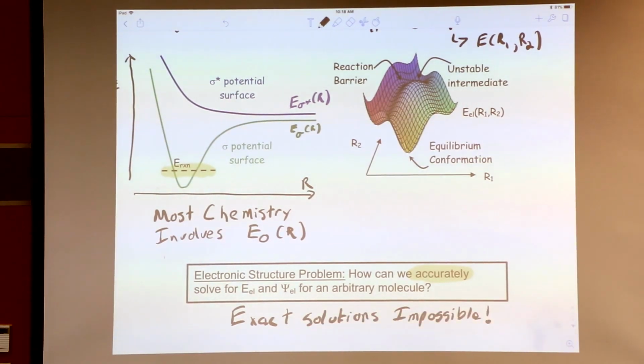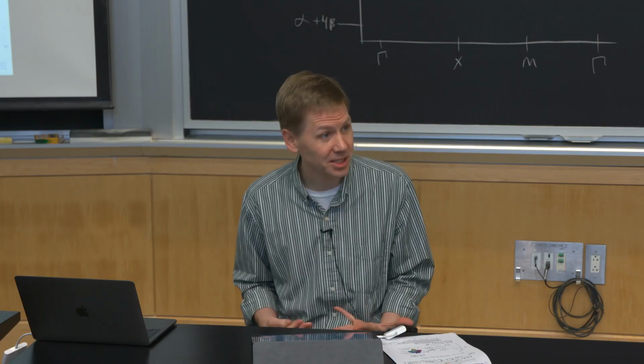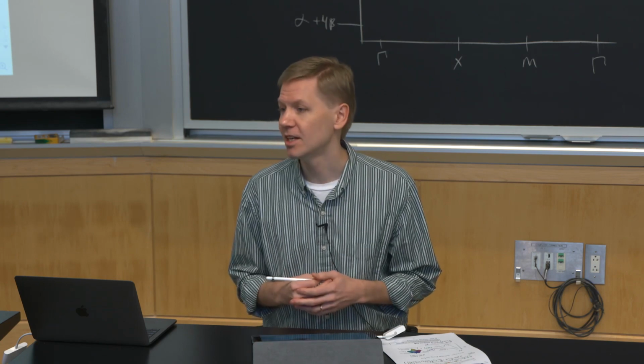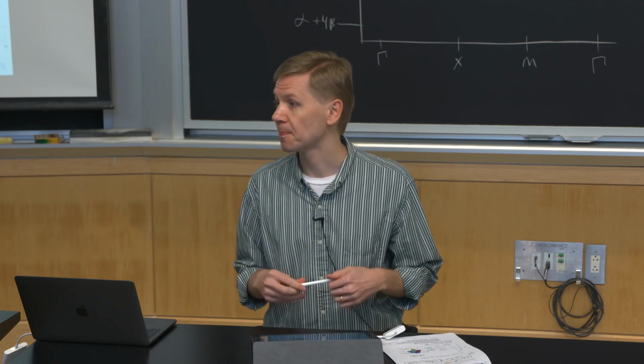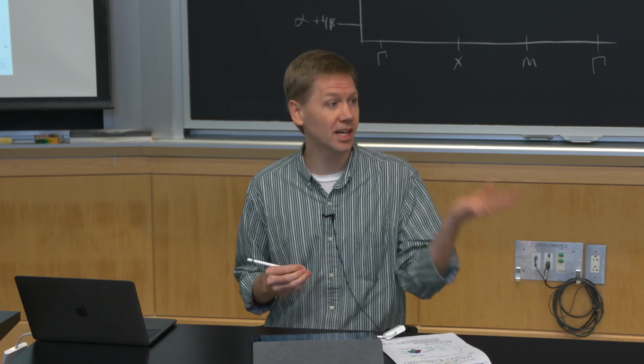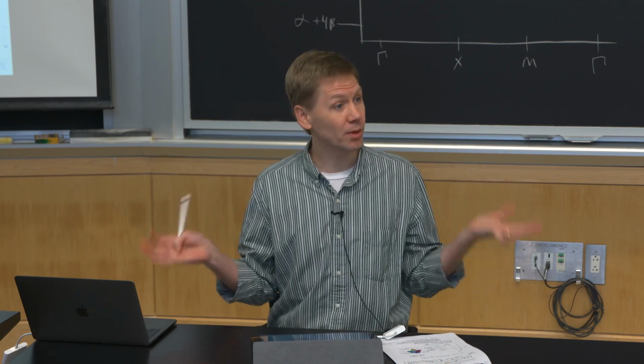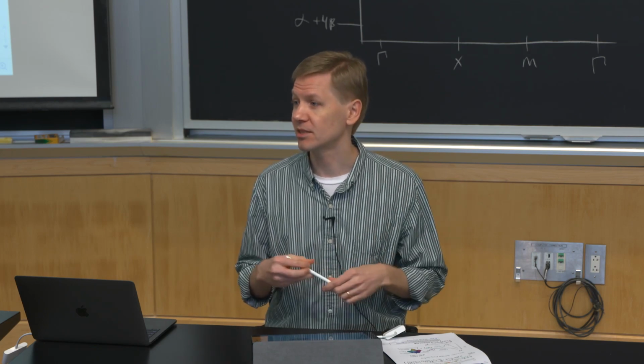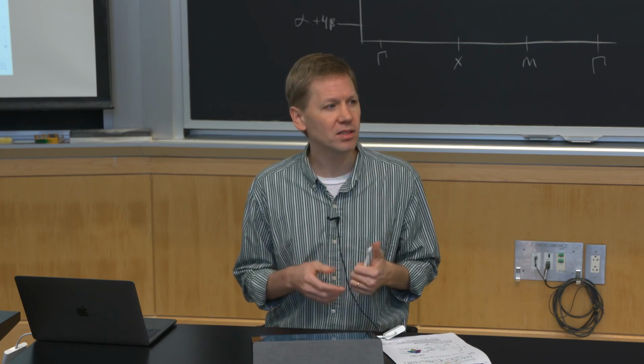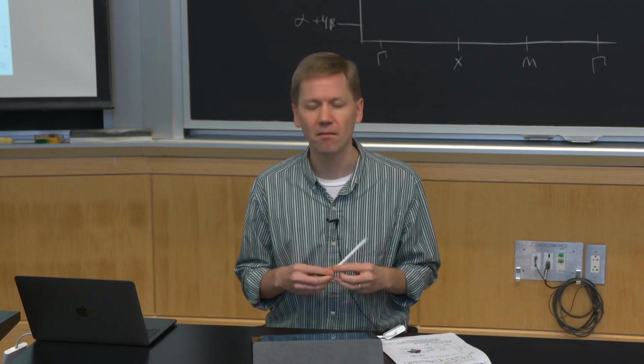So in general, electronic structure theorists love approximations. We love to make approximations because that's the only way that you can make progress. And so what we're going to learn about today and next Monday are the different categories of approximations that we make and what the pluses and minuses of those are. So I'll pause there and see if anybody has any questions.